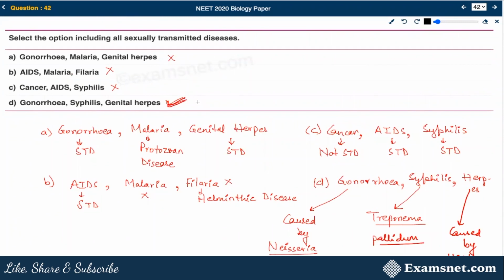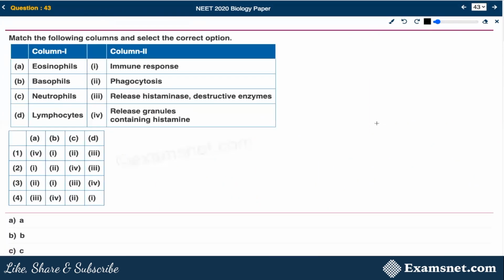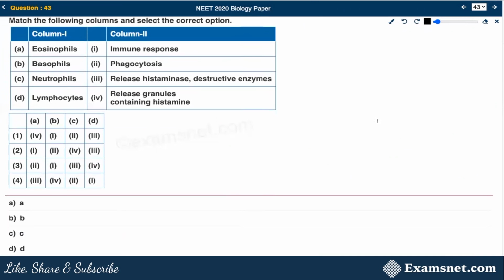All right. Now, moving on to the next question, which is question number 43. Question number 43 says that you have to match the column and select the correct option. Again, that's the match the column that has been given over here. In column 1, there are various categories of WBCs given, and regarding that, in column 2, their responses are given.